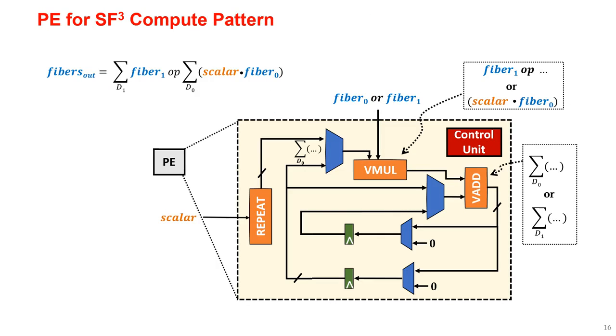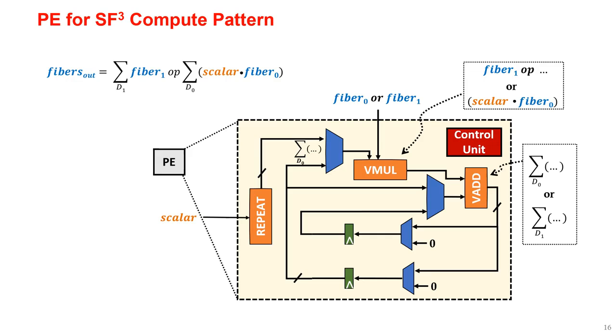Now that we have designed a hardware-friendly sparse format and the SF cube compute pattern, I will use a bottom-up approach to describe the architecture of Tensaurus. First, we use the SF cube compute pattern to build the architecture of a single PE. It consists of a repeat unit to replicate the scalar data, a VV-mul unit to compute element-wise vector-vector multiplication, and a VV-add unit to compute element-wise vector-vector addition.